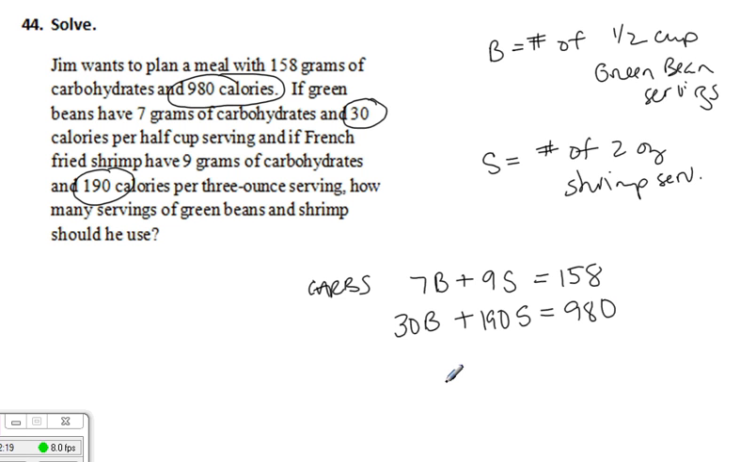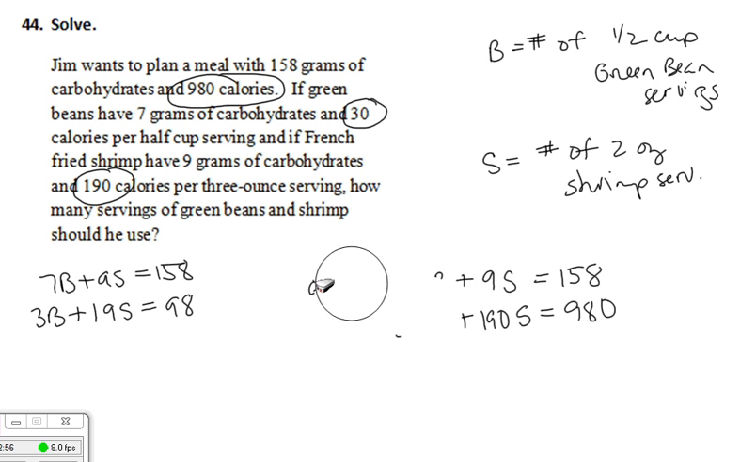So now to solve that system, we are going to need to first simplify this second one. You can see that we could divide both sides of the equation by 10. So let's make our new system of equations. 7b plus 9s equals 158. And if I divide both sides of that equation by 10, I'll end up with 3b plus 19s equals 98. That makes the numbers a little bit more manageable.